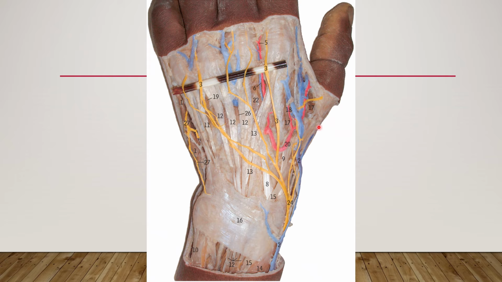One digital branch goes to the lateral side, another one comes to this side, 2, and then the third one goes towards the radial side, 3, and then the fourth digital branch goes to the midline and supplies both sides, and the fifth digital branch goes here and supplies both sides. So totally 1, 2, 3 and a half fingers are supplied by the superficial branch of radial nerve, which gives rise to digital nerves. Okay.